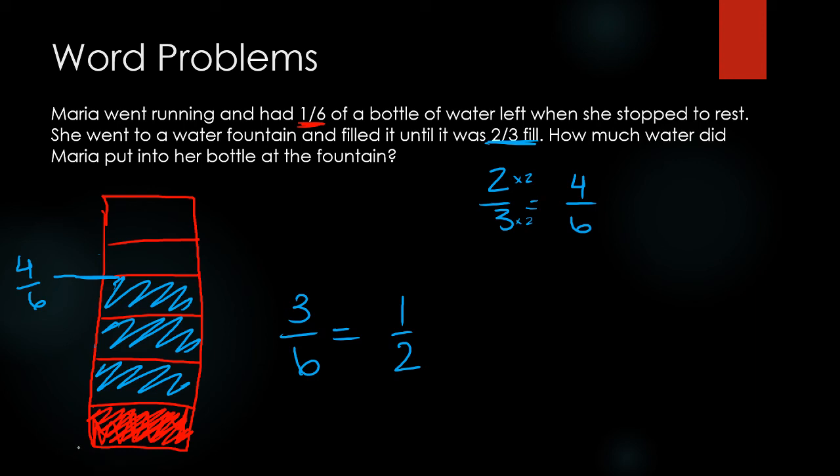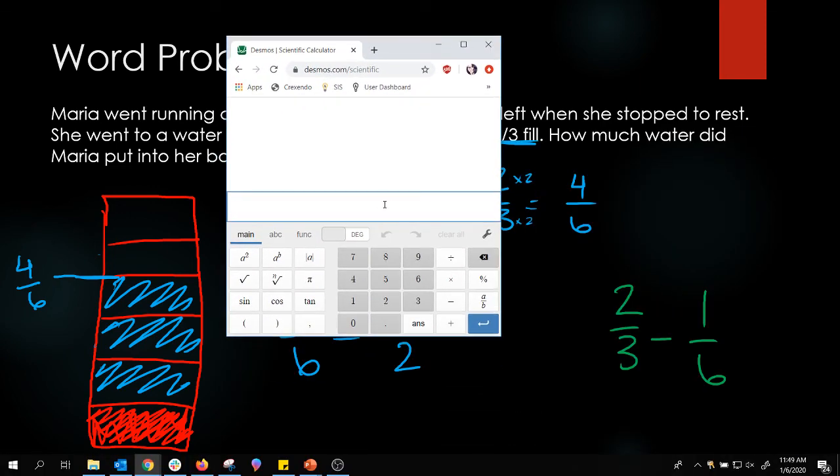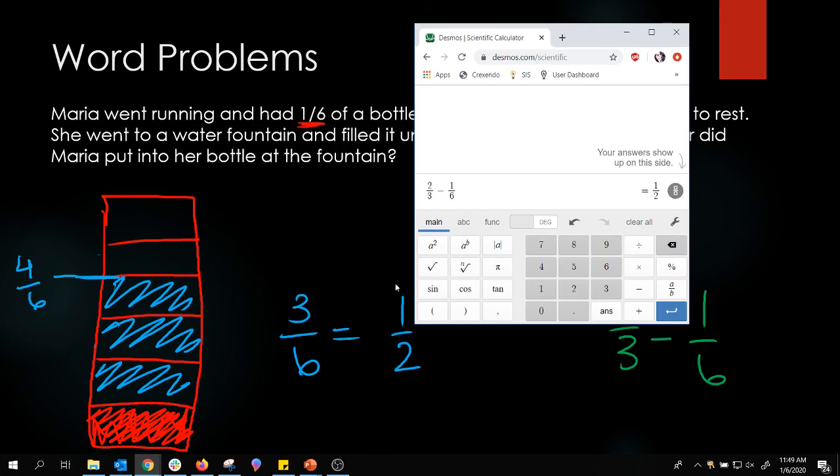Now, if you don't draw the picture, what you could do is some subtraction. Do 2 over 3 minus 1 over 6. And remember that you can always use a calculator for these types of problems. If I take 2 over 3 and subtract 1 over 6, I get 0.5, which is also 1/2, which is what I had as my answer right here.